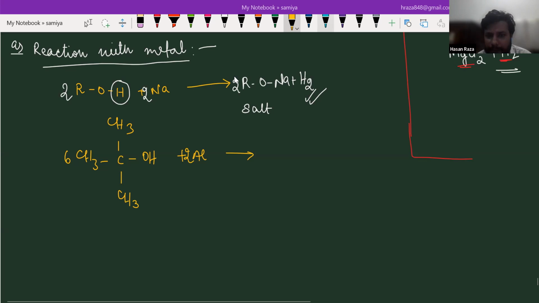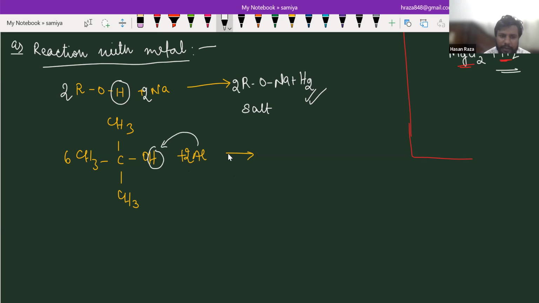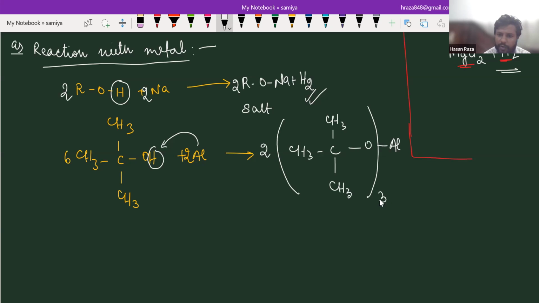Are you done with this? So see, it's very easy. Just remove this hydrogen and do it here. It is CH3, C, CH3, and there is CH3, and there will be O and then Al, and just make it like this. Here it will be 2, and here it will be 3 in order to balance it. Then this is salt and hydrogen gas will be evolved, 3H2, because you can see 6 hydrogen is there. So 3 mole of hydrogen will be evolved. Is that clear? Yes, sir.